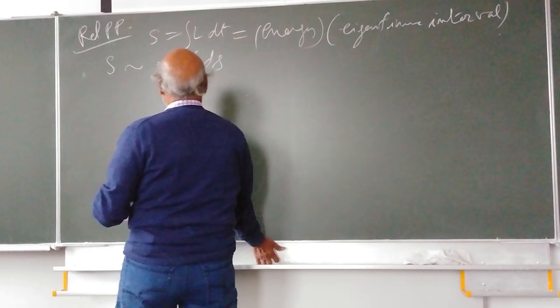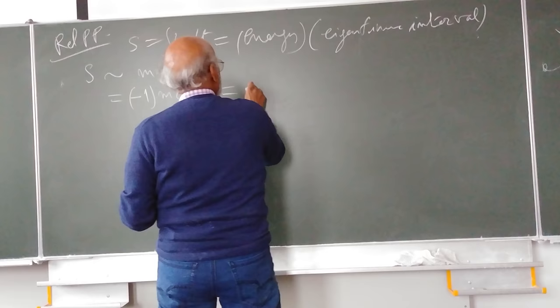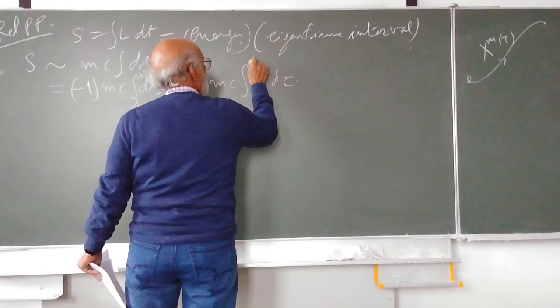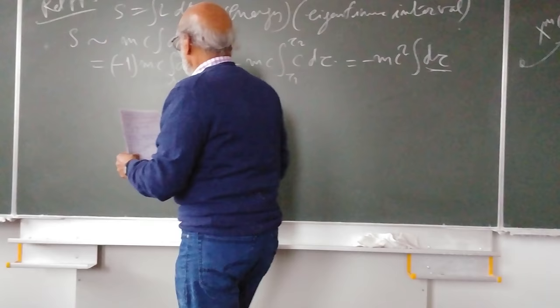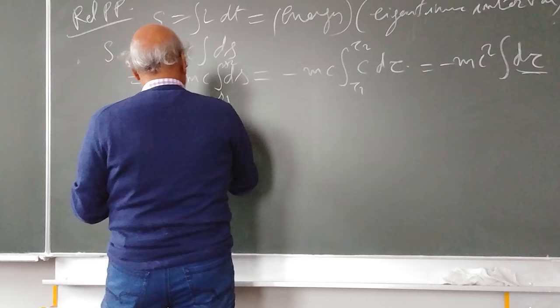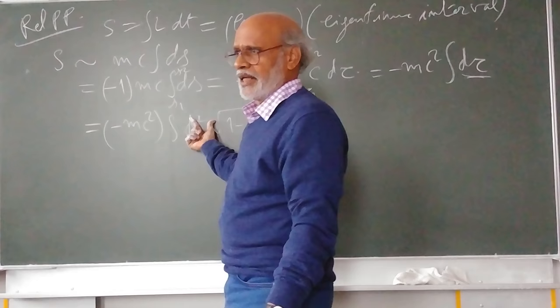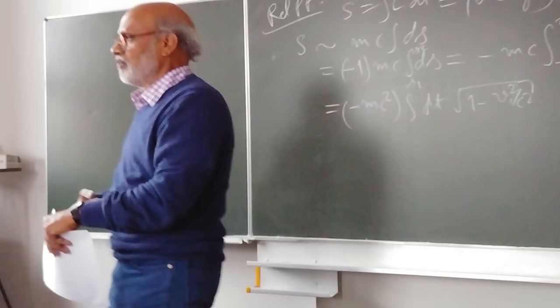And this proportionality factor comes out to be minus mc, times c d tau. This was from s1 to s2, and this is from tau 1 to tau 2. So this is minus mc square d tau, and I can write d tau as dt times square root of 1 minus v square by c square. So this is the coordinate time in the coordinate frame, and this is the eigen time in the proper frame, or the laboratory frame. This time that my watch tells me, attached to my hand, is my eigen time.